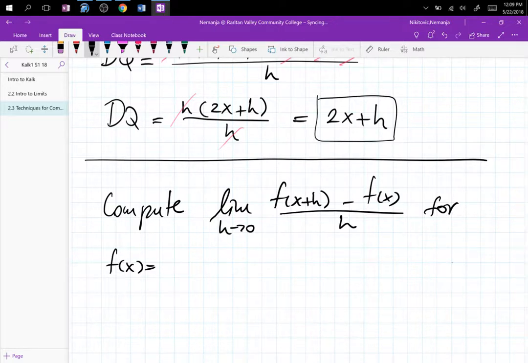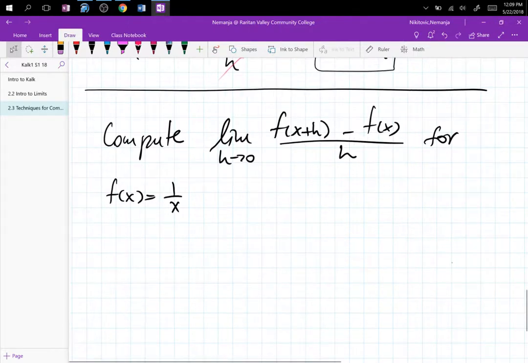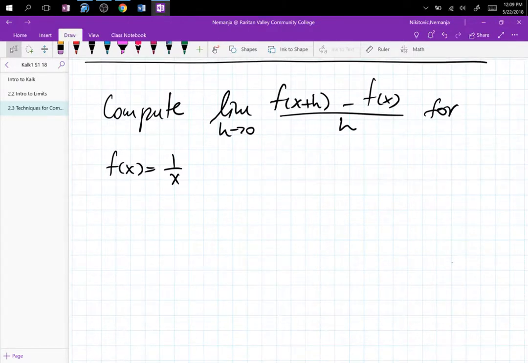Anyone? Hello? What were the choices again? Square root of x or 1 over x? 1 over x. 1 over x. Thank you. Thank you for having pulse in the class.